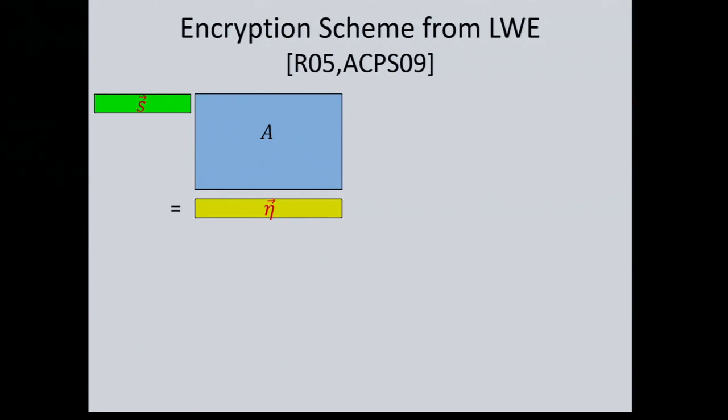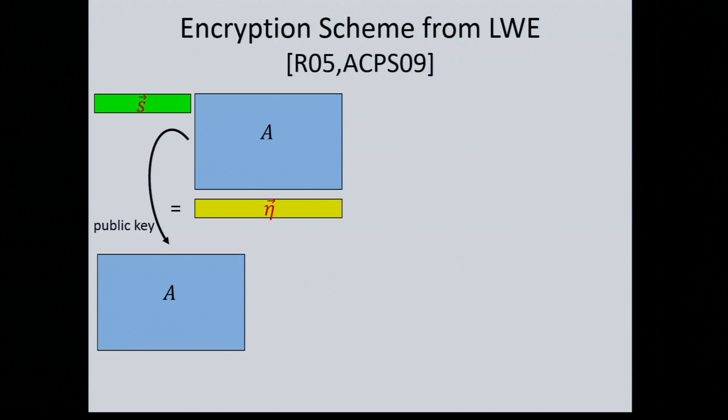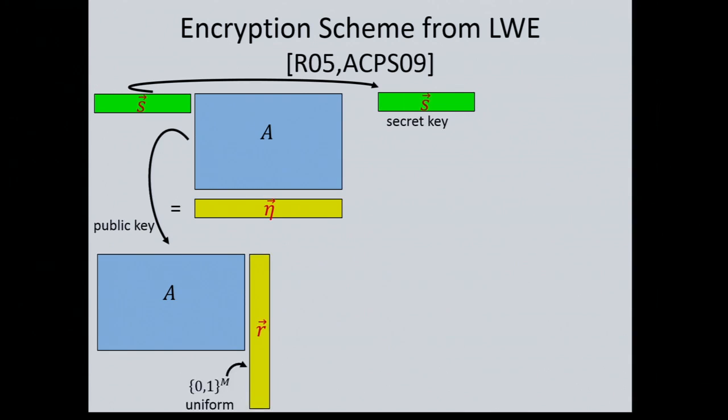All right. So how do we get an encryption scheme from this LWE structure? This is based on Regev's first paper, and also on this paper by Applebaum, Cash, Peikert, and Sahai, that gave an extension that will be very useful for us. So, as you would guess, the public key is just going to be my matrix A, and my secret key is just going to be this secret vector S. How do I encrypt? I take my matrix, and I multiply it by a uniform binary vector.